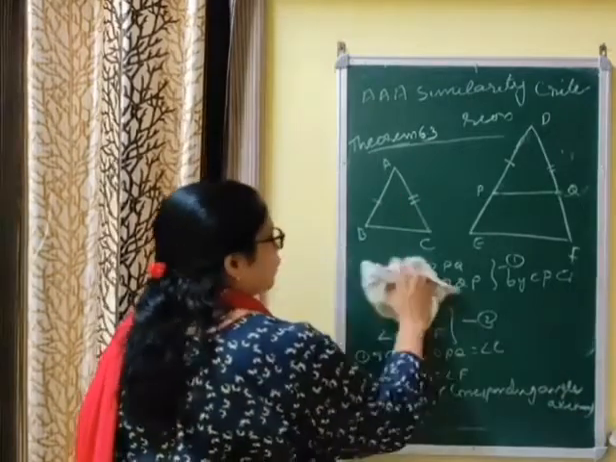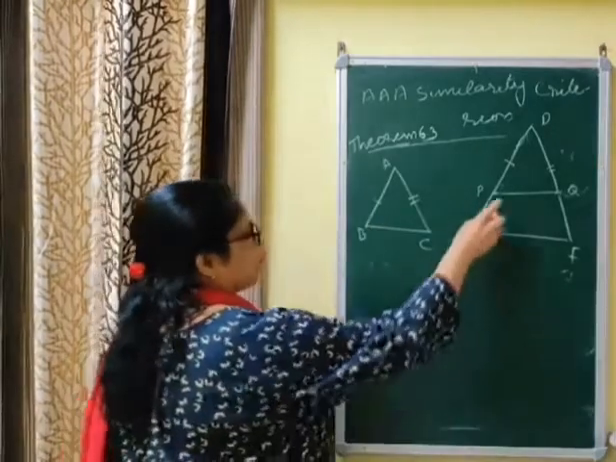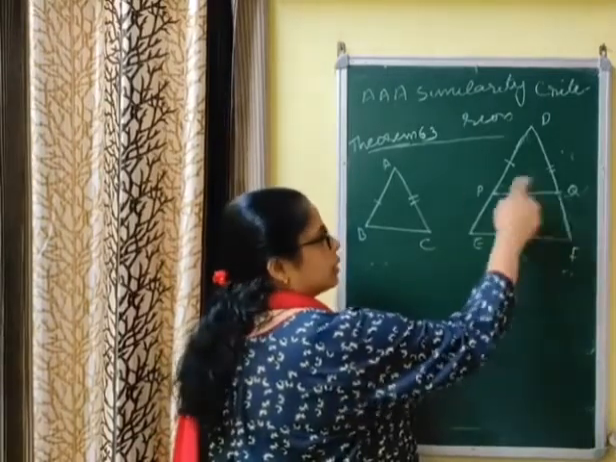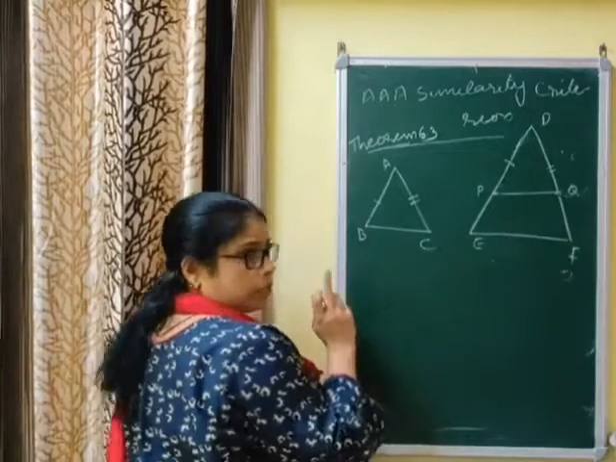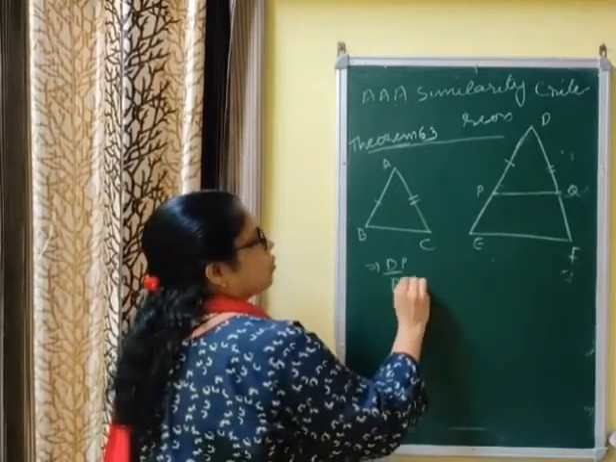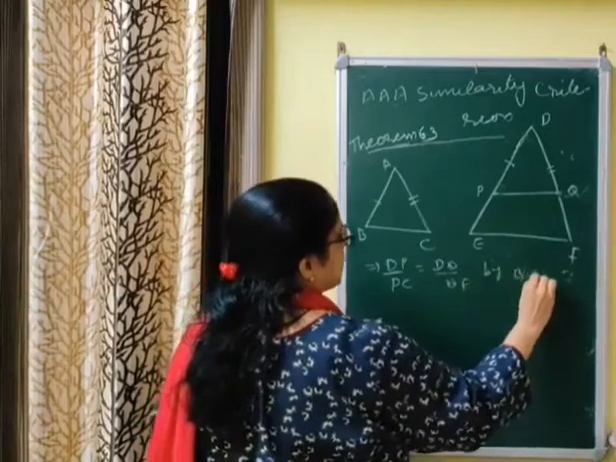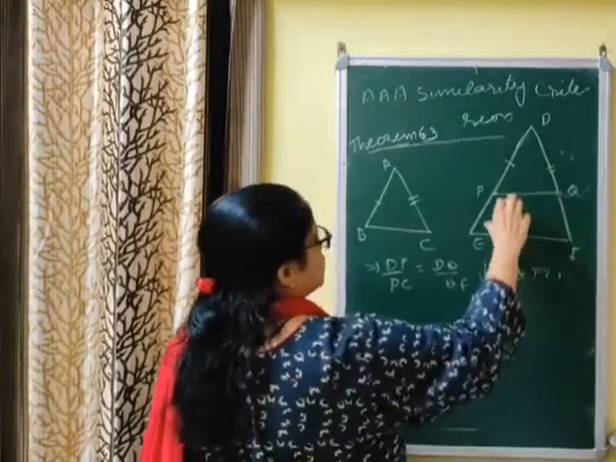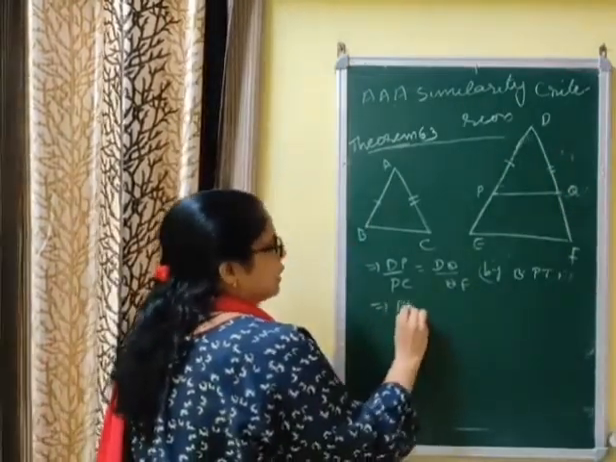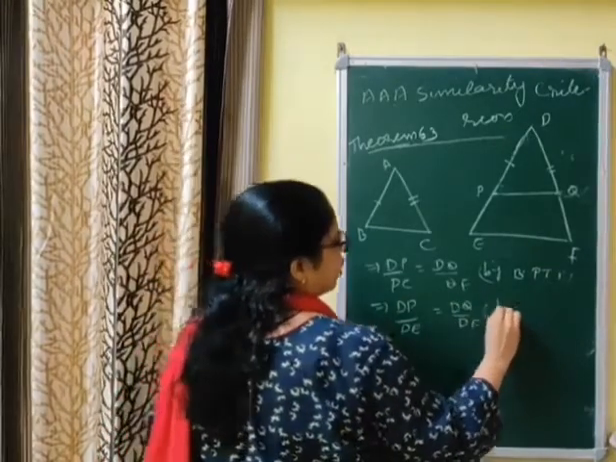Now, since PQ is parallel to EF, if in a triangle, a line is parallel to one side of a triangle and intersects the other two sides at distinct points, then you can use BPT. That implies DP by PE is equal to DQ by QF by BPT. But you know that if this by this is equal to this by this, then this by total is equal to this by total by the corollary of BPT. That implies DP by DE is equal to DQ by DF by the corollary of BPT.